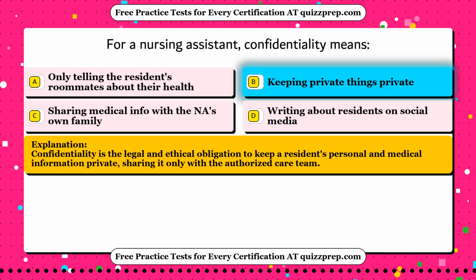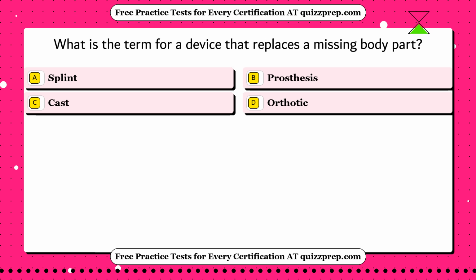Confidentiality is the legal and ethical obligation to keep a resident's personal and medical information private, sharing it only with the authorized care team. Question 74. What is the term for a device that replaces a missing body part? Option A, splint. Option B, prosthesis. Option C, cast. Option D, orthotic.